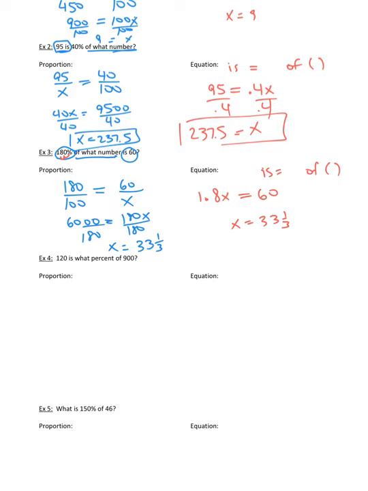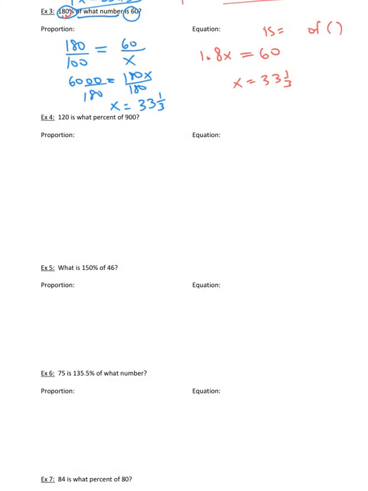Okay, we'll do another one. Example 4. And feel free to pause me at any time so you could try this on your own. 120 is what percent of 900? So 120 is the part. What percent, I don't know the percentage, of 900, that's your whole.